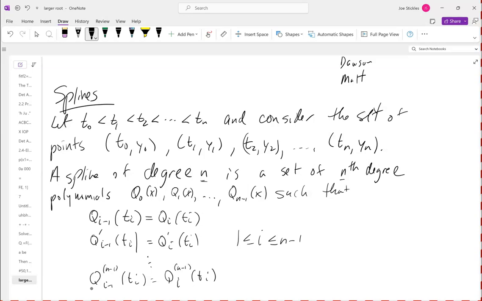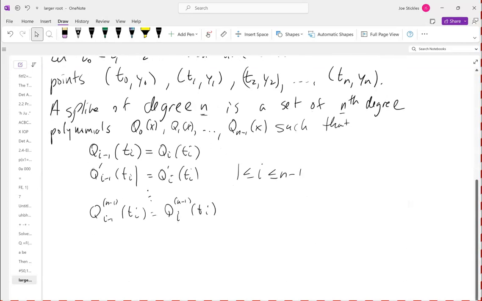This is what we mean by a spline. So notice that these are all continuity conditions, right? The function is continuous everywhere on the interval from t naught to t n, I should say. The function's continuous, the first derivative is continuous, the second derivative is continuous, and so on down the line. Okay. So we have a special name for that type of function. This is just a notational thing if you see it.